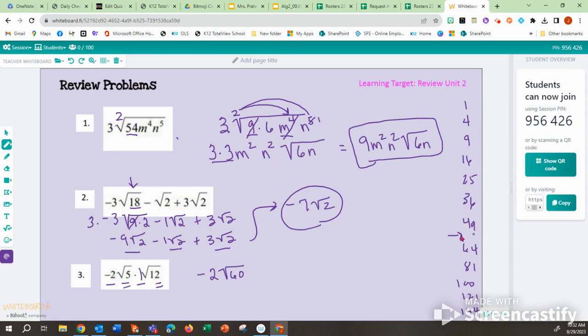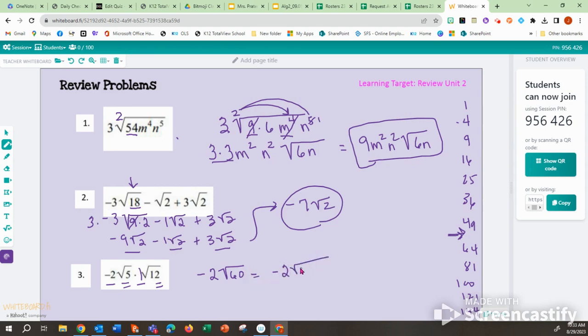60 is not a perfect square. It falls between 49 and 64. So I'm going to check to see if 49 will go into it. It will not. 36, it will not. 25, it will not. But I do think 16 goes into 60. Let me check that out. Nope. I think it's 4. 4 times 15. So I had to go all the way up here to 4 to find a perfect square that would go into 60.